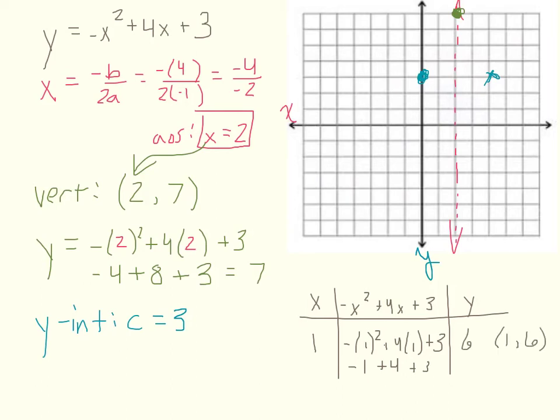So if I go over 1 and up 6, I end up getting a point right here. I can reflect this point to the other side of my axis of symmetry and get a point right here. And then you'll notice the parabola is formed. So there's the parabola. That's about what it looks like right there. I like to put arrows on both sides to show that it goes down forever.